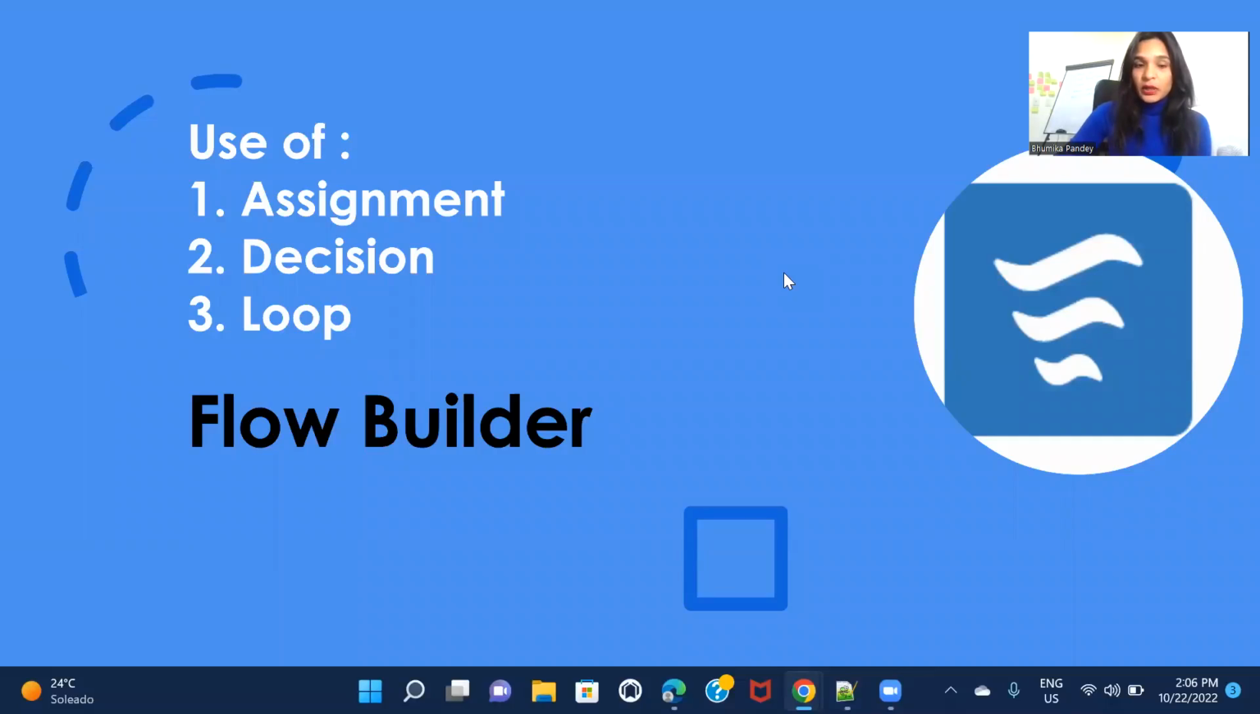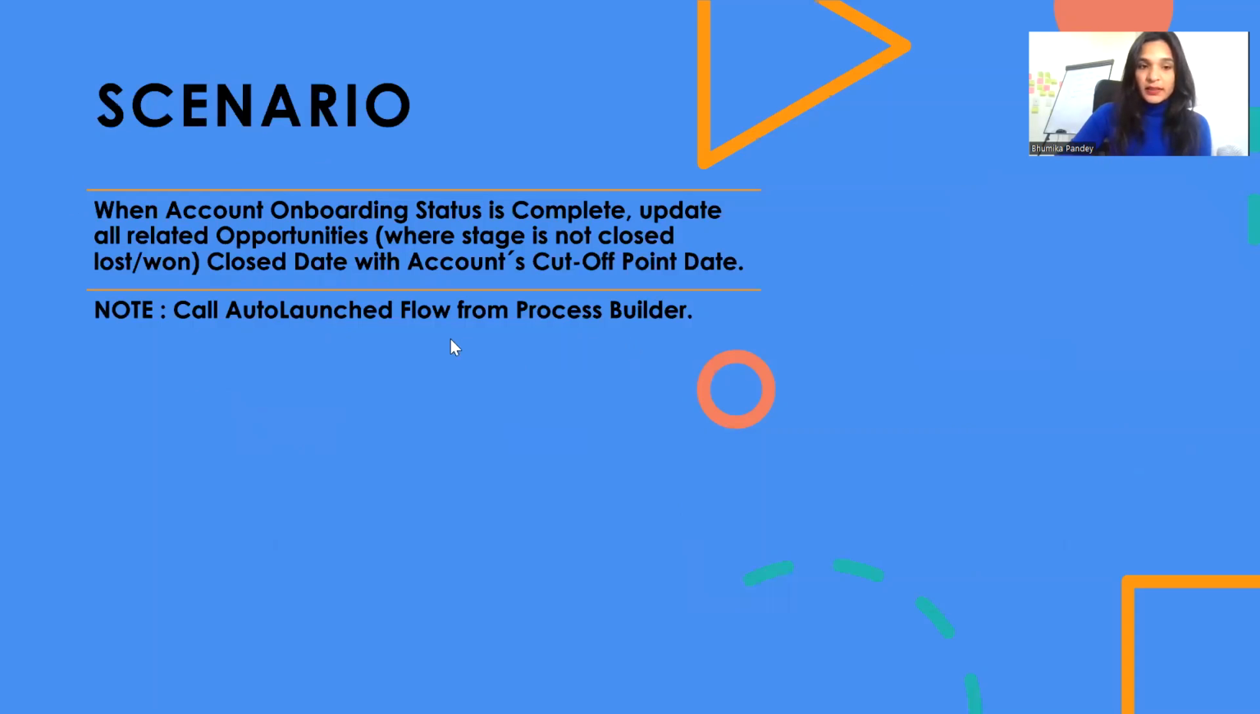So today we are going to learn the use of assignment, decision and loops in Lightning Flow. I have jotted down a scenario over here, which we'll go ahead and implement. And while we implement the scenario, we'll learn about assignment, decision and loops in the Lightning Flow. So this is a scenario.